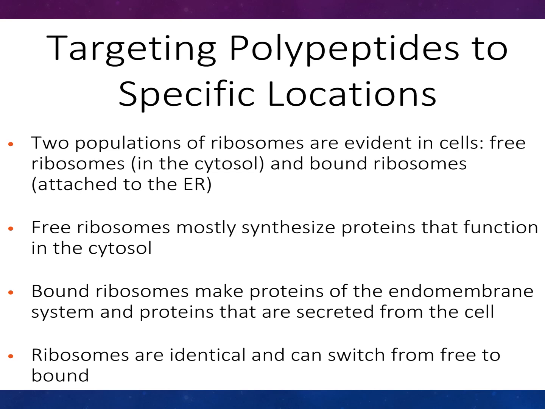So, targeting polypeptides to specific locations. Two populations of ribosomes are evident in cells: free ribosomes within the cytosol and bound ribosomes attached to the endoplasmic reticulum. Free ribosomes mostly synthesize proteins that function in the cytosol. Bound ribosomes make proteins of the endomembrane system and proteins that are secreted from the cell. Ribosomes are identical and can switch from free to bound.